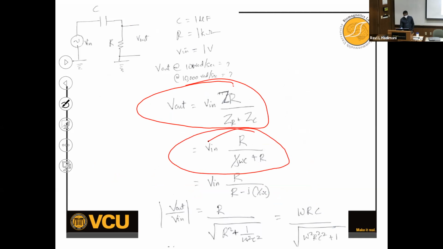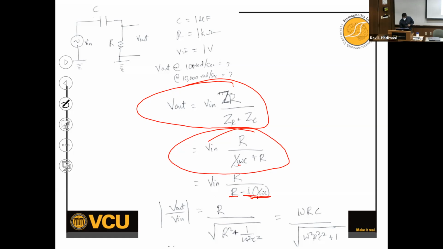So now 1 over j omega c, right? Let's simplify that. 1 over j, or 1 over i, becomes minus j, or minus i, right? So you can substitute that 1 over j as minus j, so you have this left. Now you have a real part and an imaginary part.